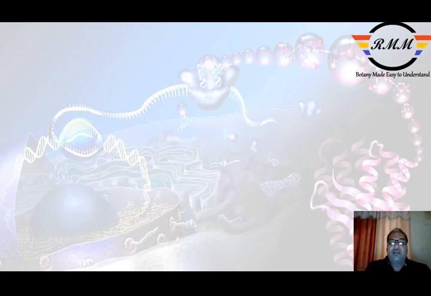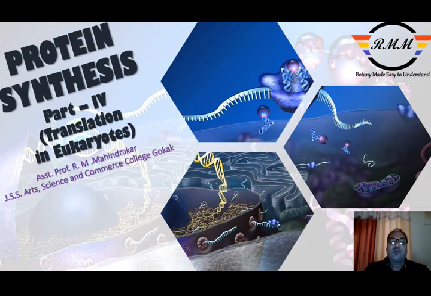In part 1, I had dealt with the central dogma and transcription in prokaryotes. In part 2, I had explained about the transcription in eukaryotes. In part 3, I had explained about the translation in prokaryotes. And in this part 4, I'll be explaining to you the translation process in the eukaryote.